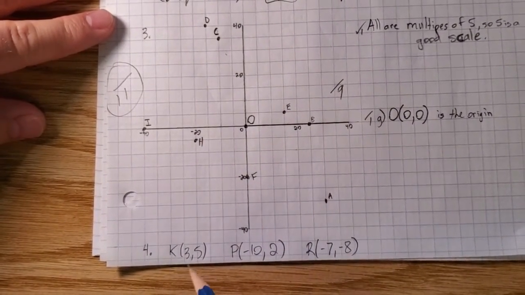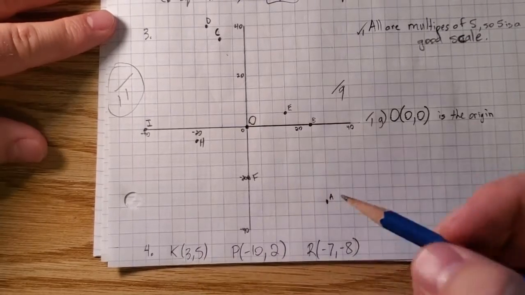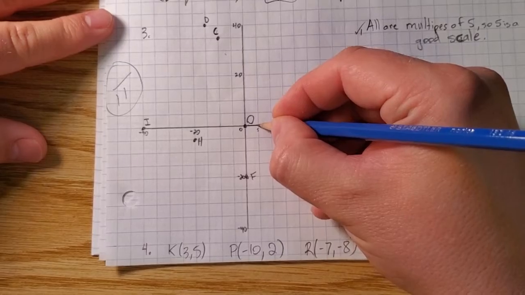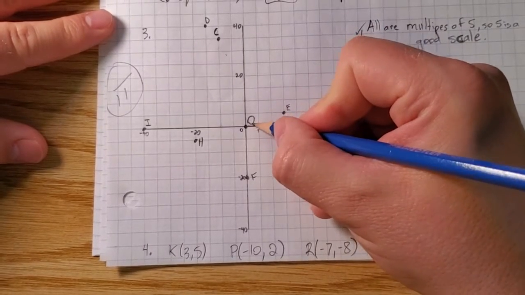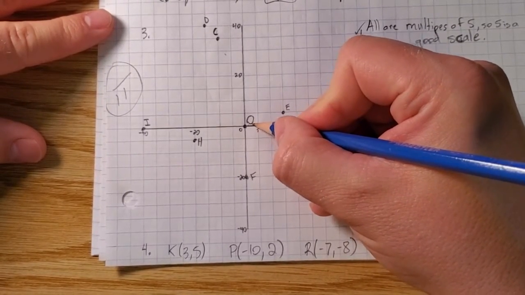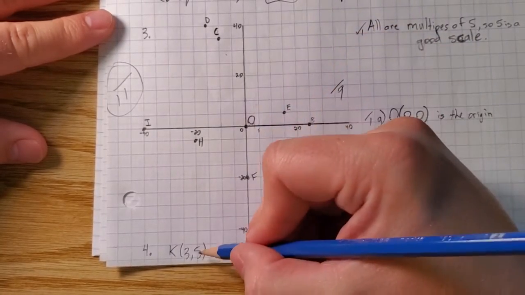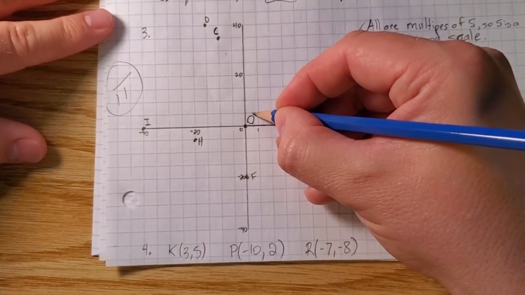So looking at this, k, the x value is 3, the y value is 5. We're going to move over 3. Well, we know that this is 5, right? And 3/5 is a little bit past half. So we're going to go a little bit past half, and it's going to be somewhere along here. And then it's going to be up to 5, and we know up to 5 is there.